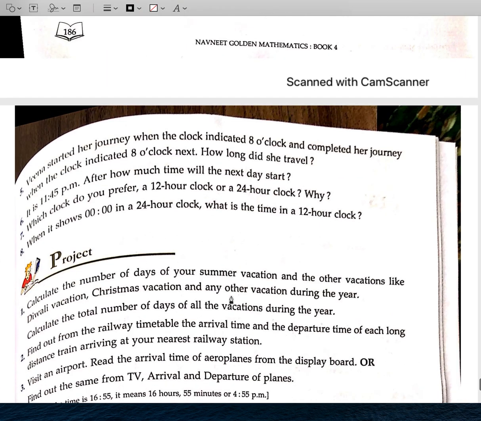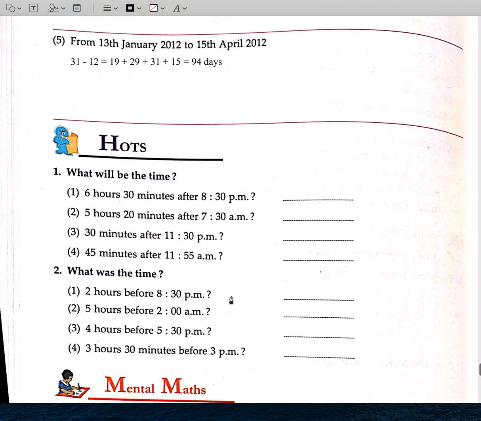Now we'll solve some extra questions. What will be the time 6 hours 30 minutes after 8:30? So let's do the minutes first. 8:30 plus 30 will be 9 o'clock, and when we add 9 plus 6, we can break it down. So 9 plus 3 is equal to 12, and 12 plus 3 again will be equal to 3 o'clock. So it will be 3 a.m.